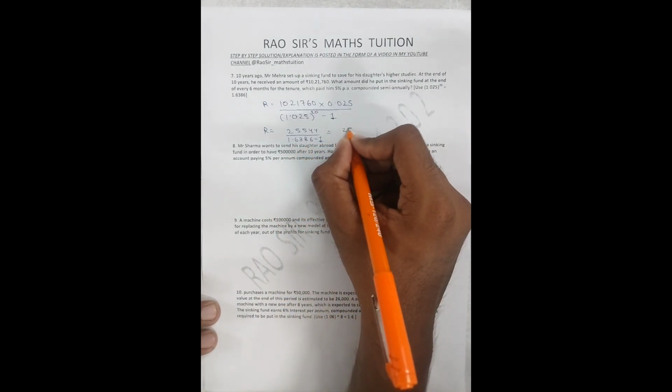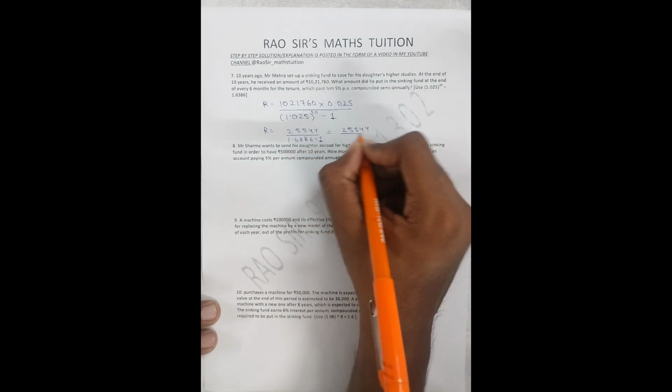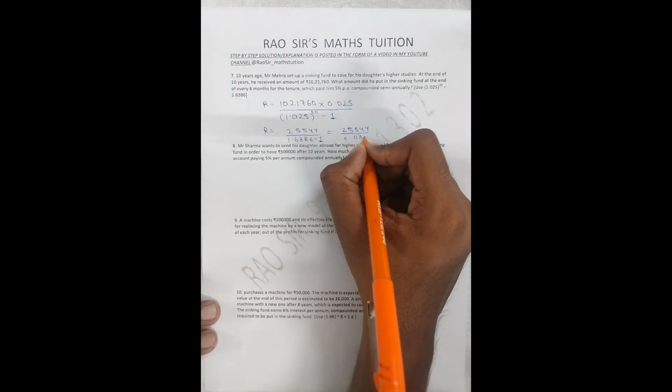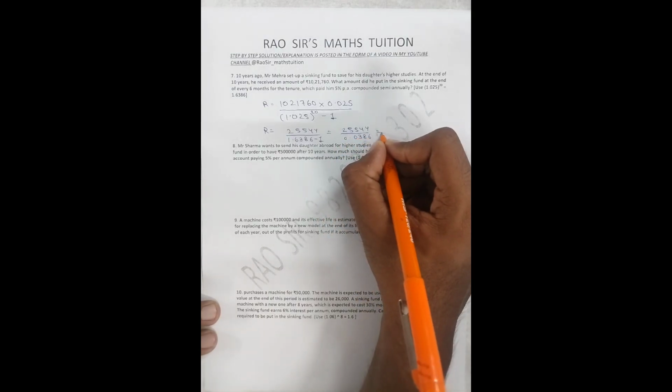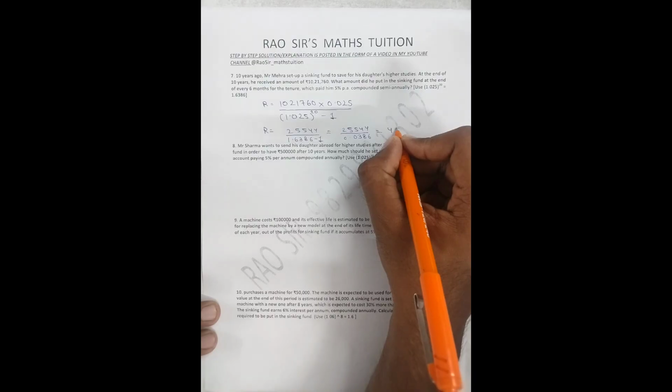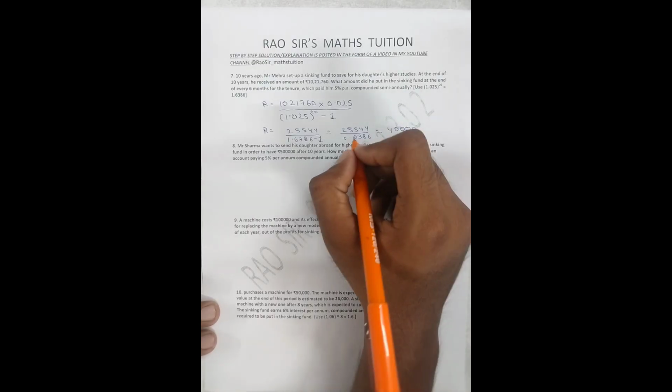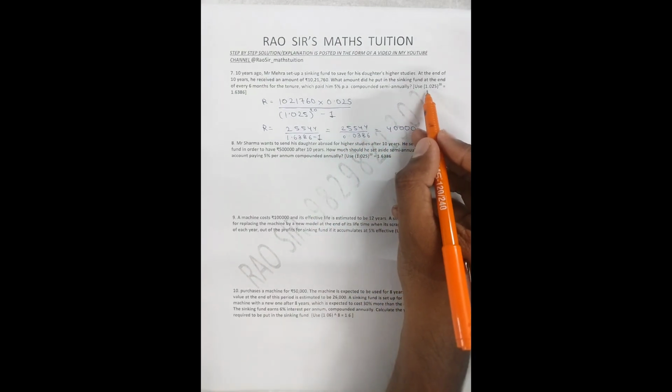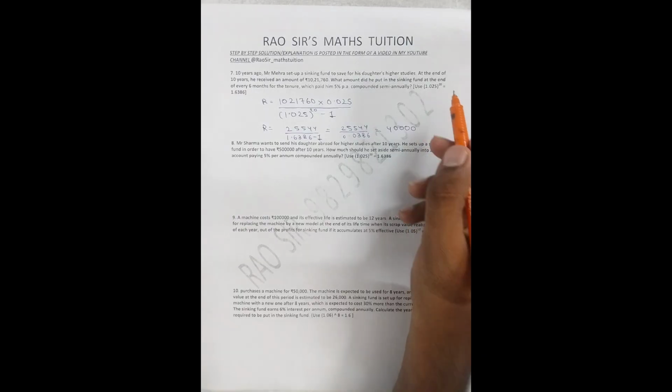Here it is already given that 1.025. This calculation is not required. That value you can replace here. Fine. Okay, sir. Here the time has become 20 because 10 into 2, semi-annually. Therefore, here I has become 0.025. Perfect. Go for the next question.